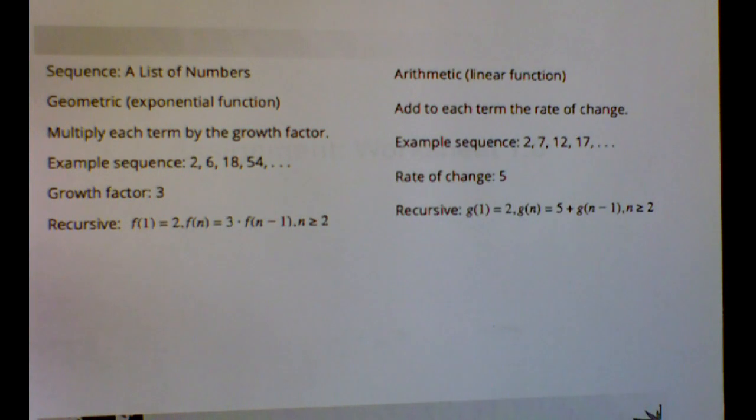For an arithmetic sequence, or in a linear function, you're going to add to each term the rate of change. Our example here is 2, 7, 12, 17. The rate of change is 5. The recursive definition is that g of 1 equals 2 and g of n equals 5 plus g of n minus 1 for n greater than or equal to 2.